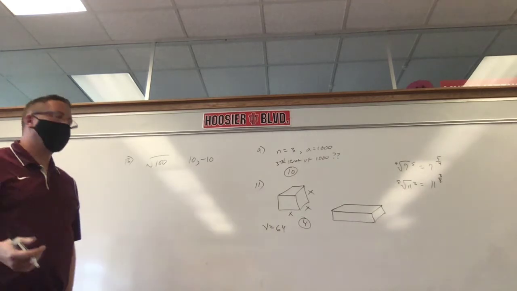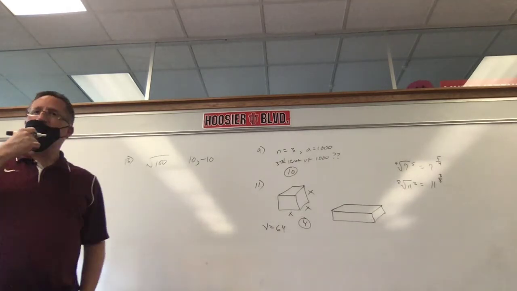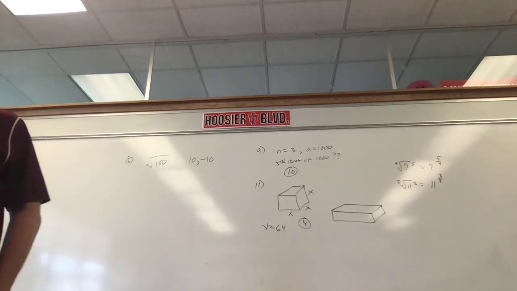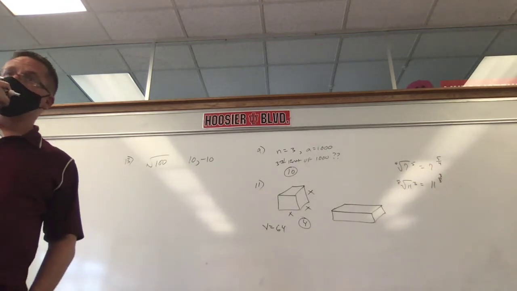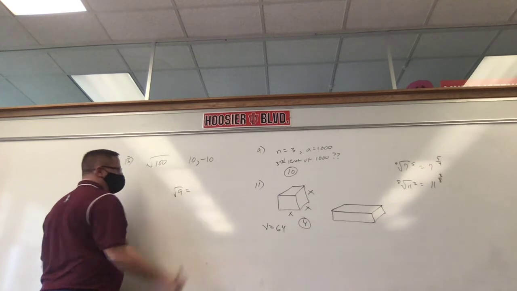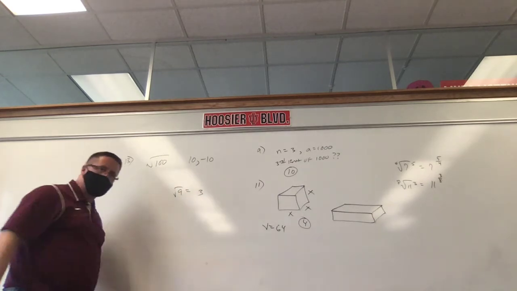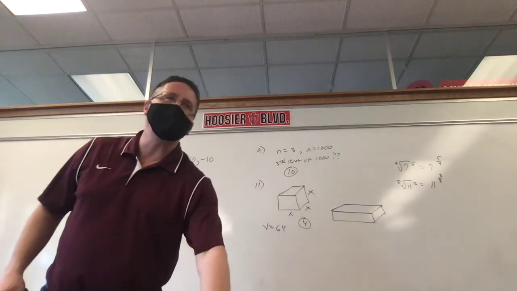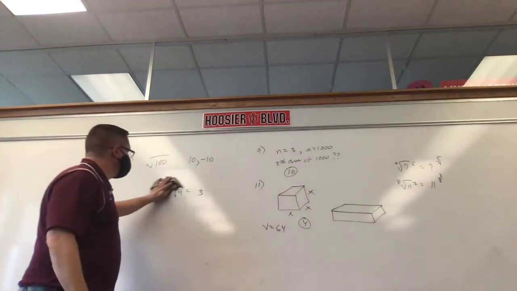So let me ask you this. What are the square roots of 9? What do you times by itself to get 9? 3 and negative 3. But if I just ask you radical 9, it's what? Only 3. The radical means the positive square root, okay?